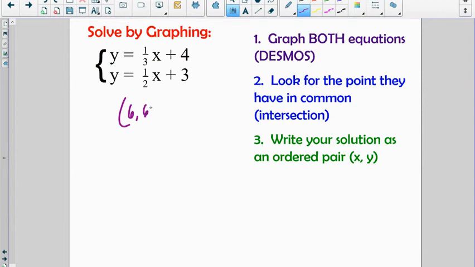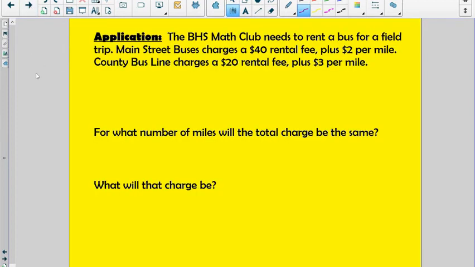So I write my answer as an ordered pair. All right, not too bad, right? When you have graphing technology, it actually makes it quite simple. Now, what I want to focus on more is, how do we apply this to real life?